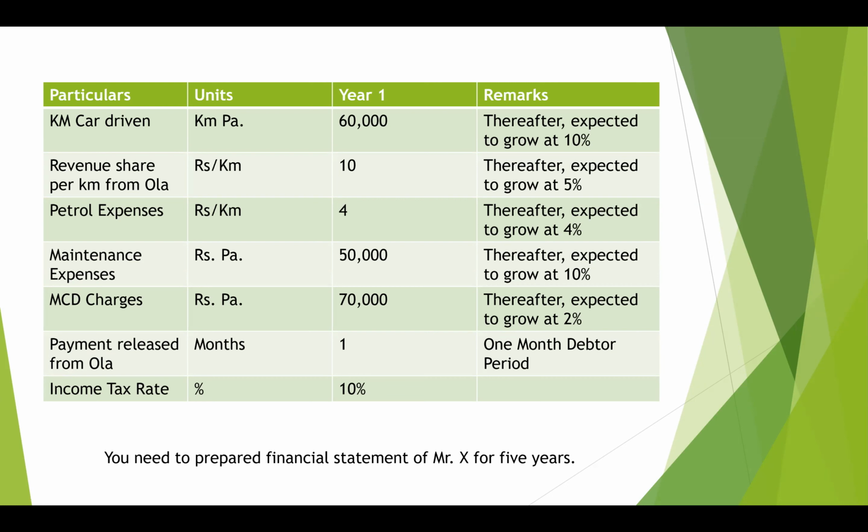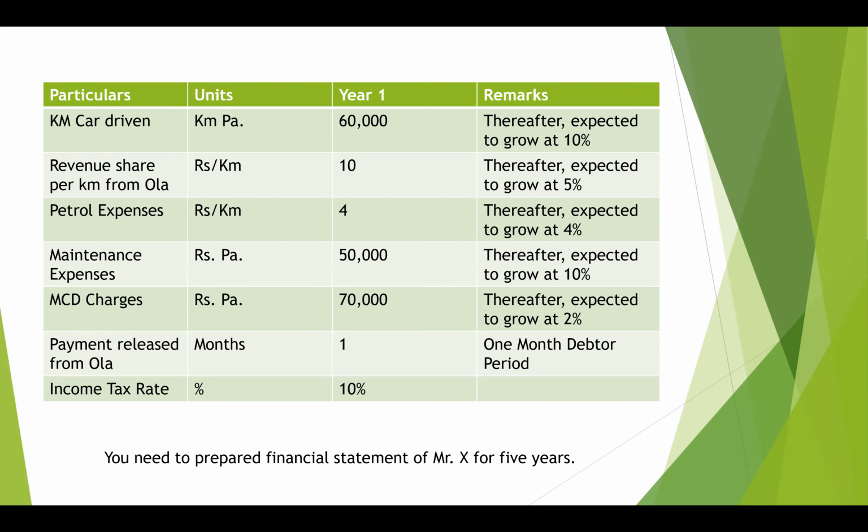It is also expected to grow at a rate of 4%. Maintenance expenses are 50,000 per annum. There is also growth associated with it at a rate of 10%. Fine. MCD charges are rupees 70,000 per annum. Expected growth 2%. Payment release from Ola, 1 month debtor period.